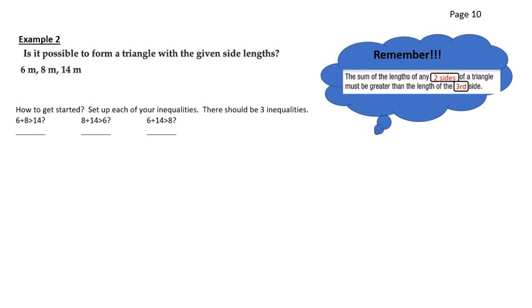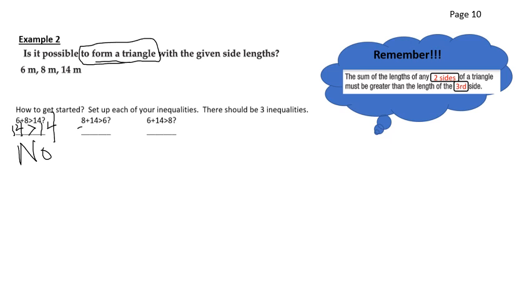Now here's another one where in your notes I have already set them up for you. We have 6, we have 8, we have 14. Is it possible to form a triangle? And notice these key words, to form a triangle. That tells you that we're using the triangle inequality theorem. Remember that the sum of the lengths of any two sides of a triangle must be greater than the length of the third side. So here I set up each of the inequalities. Well, 6 plus 8 is 14. Is 14 bigger than itself? No.